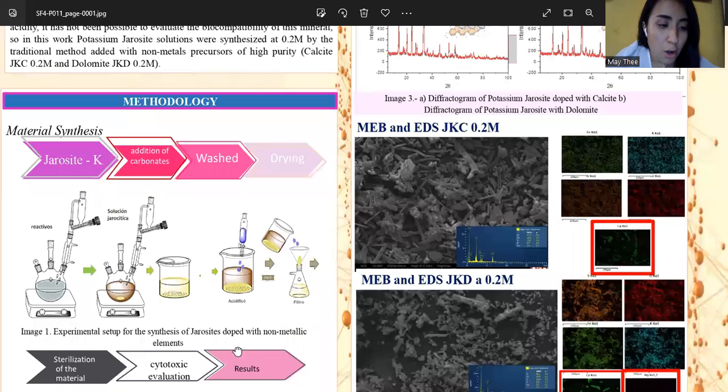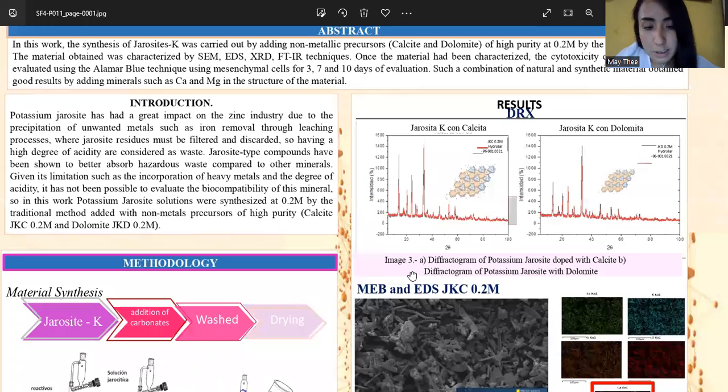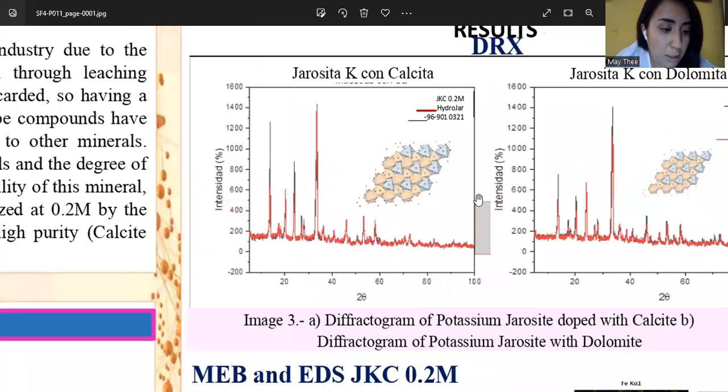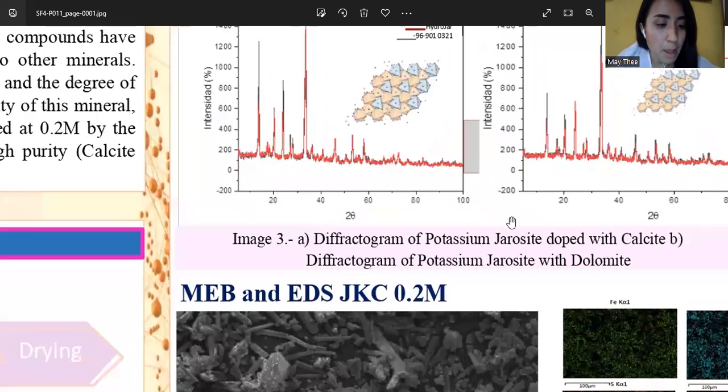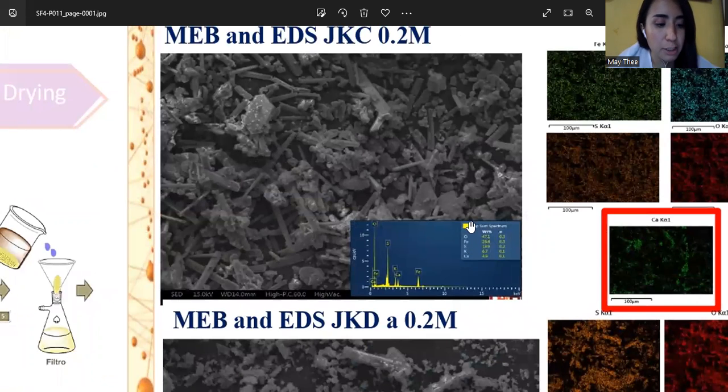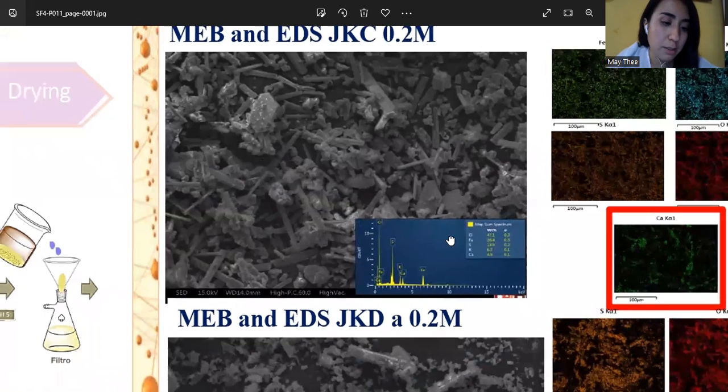The indexing of the XRD diffraction spectrums determined the majority phase of hydronium jarosite and the presence of calcium carbonates for the JKC sample and calcium and magnesium carbonates for the JKD samples. In the micrographs, granular and tube-shaped particles with diameters of 4 microns wide and 43 long were obtained.